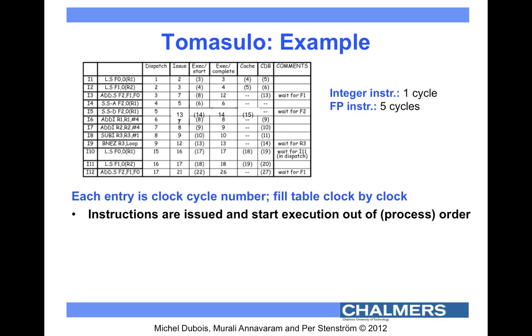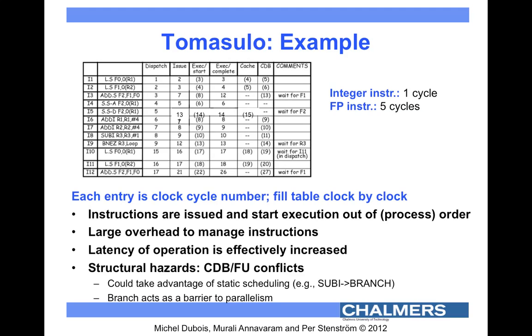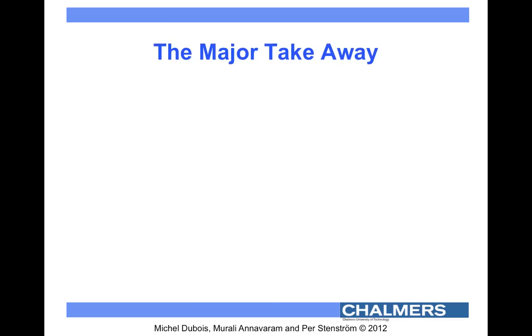Instructions are issued and start execution out of program order. That's what Tomasulo allows us to do, right? There's a large overhead to manage instructions, so the latency of operation is effectively increased. The structural hazards, both concerning the CDB and functional unit conflicts, could take advantage of static scheduling, and a branch acts as a barrier to parallelism.